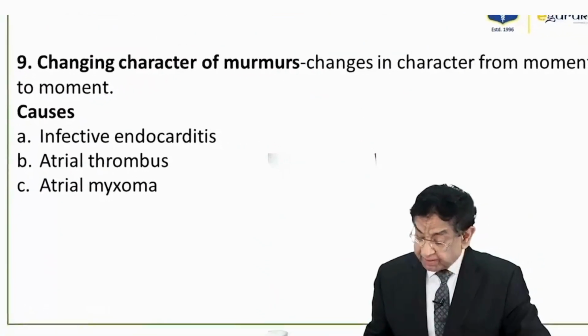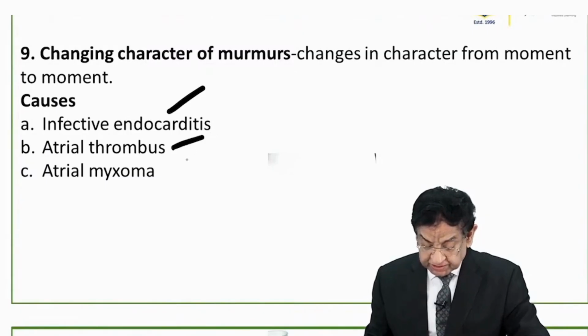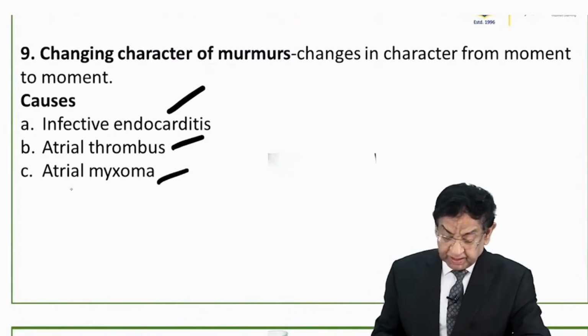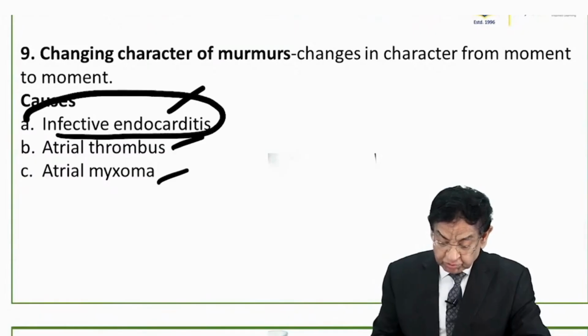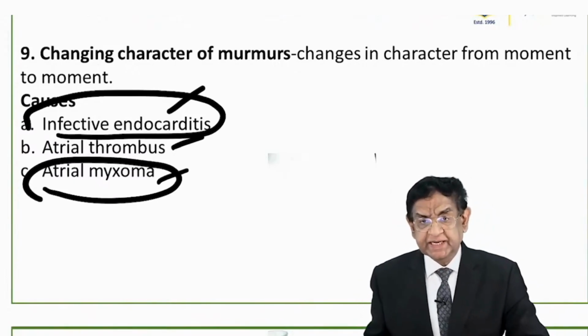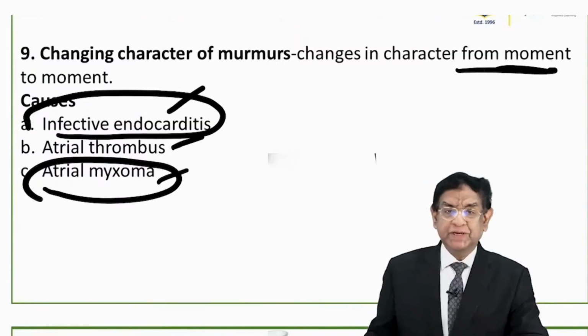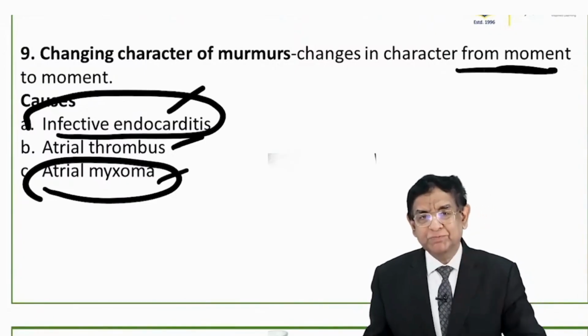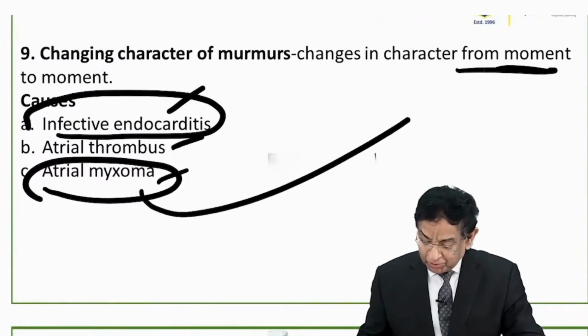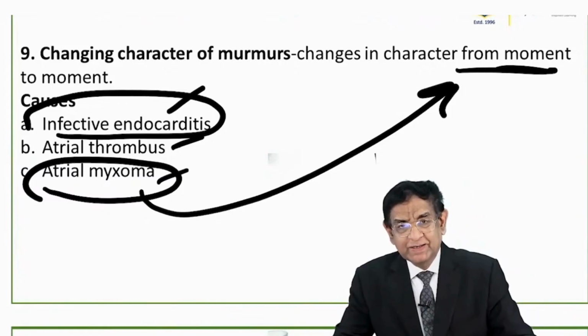Changing character of murmur, this we can see in infective endocarditis, atrial thrombus or atrial myxoma. But this is the one which is most commonly asked. This is the second commonly asked question. Changing character, of course, they write as moment to moment. It's never moment to moment. Moment to moment is possible only in atrial myxoma. But in endocarditis, yes, changing occurs.